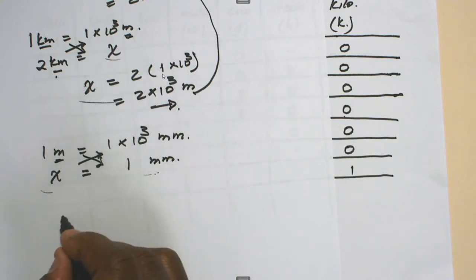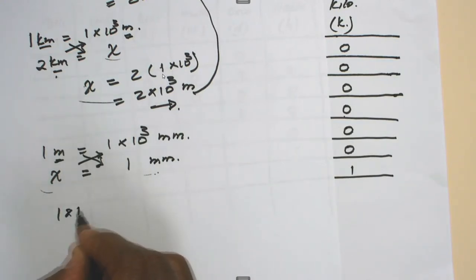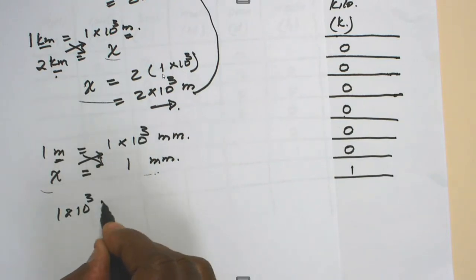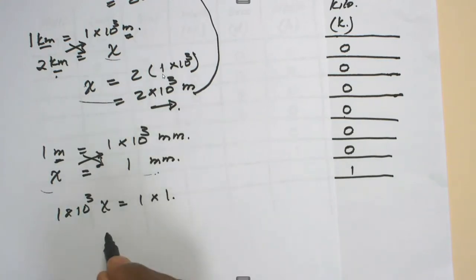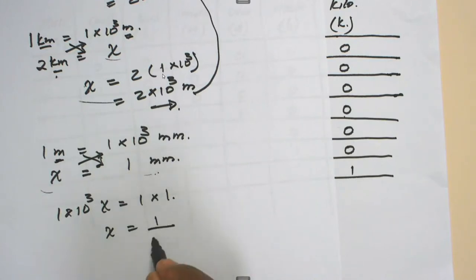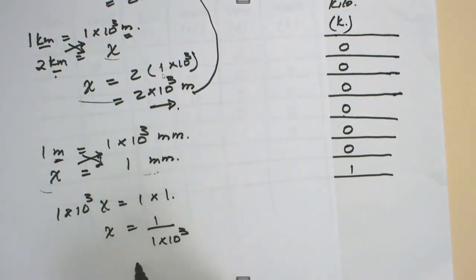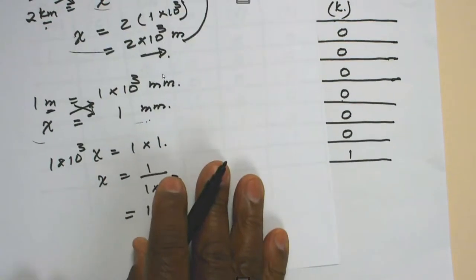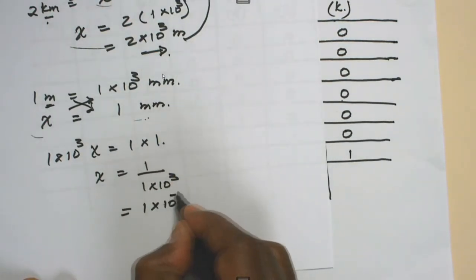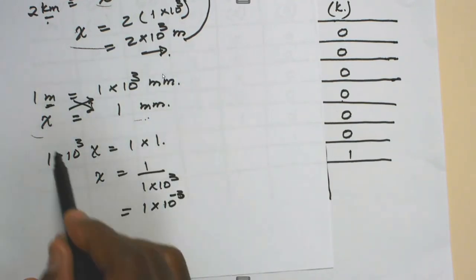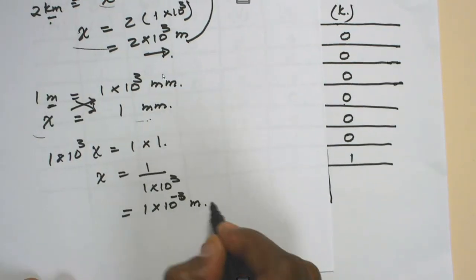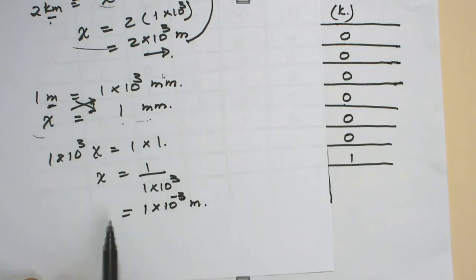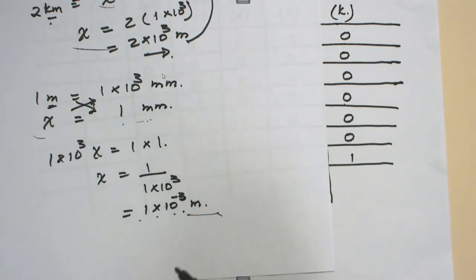and then you have 1 × 10³ multiplied by x will be equal to 1 × 1. So you ignore the units in this case. Then your x will be equal to 1/1 × 10³, and then that is equal to 1 × 10⁻³. And what will be your units? Because this x is on the left hand side where you have meters, then it will say to you that 1 millimeter is equal to 1 × 10⁻³ meters, which is what we came up with earlier.